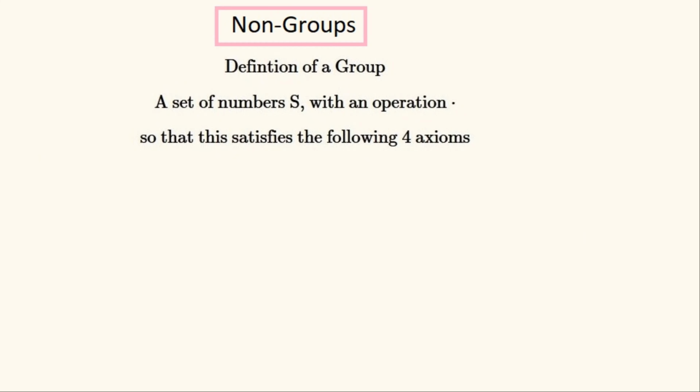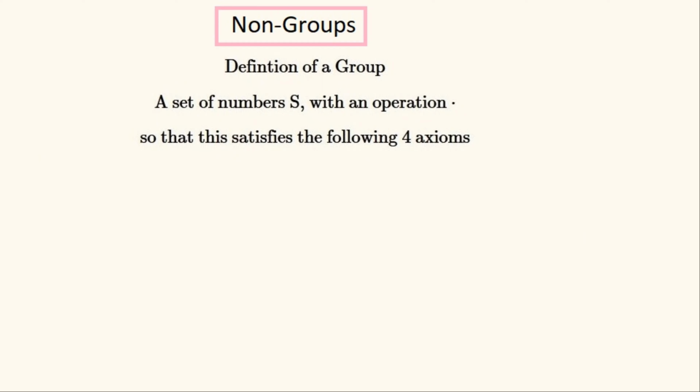In this video we'll be exploring some number systems that could have been groups but fail to become a group because they fail one or more of the conditions or axioms. We'll start off with the definition of a group, then examine one example of a group, and then some examples of number systems that fail to become groups, and find out why they don't, and we'll call these number systems non-groups.